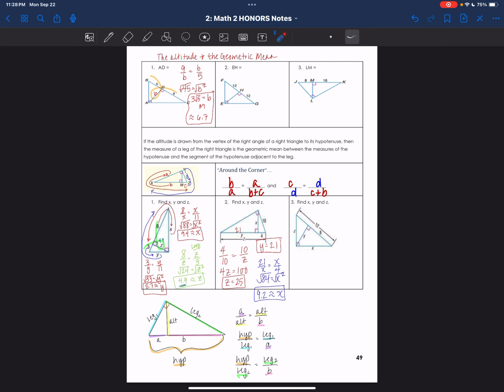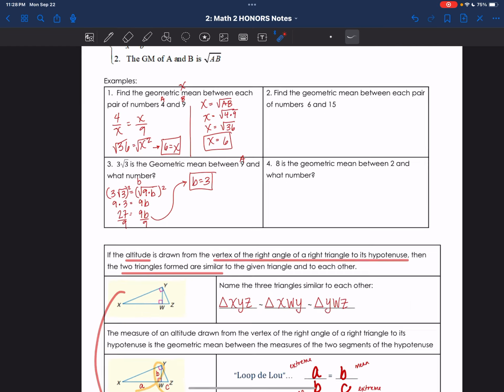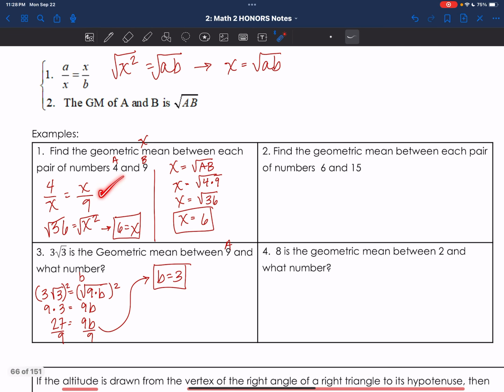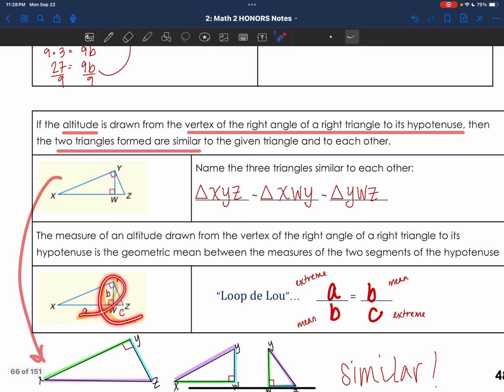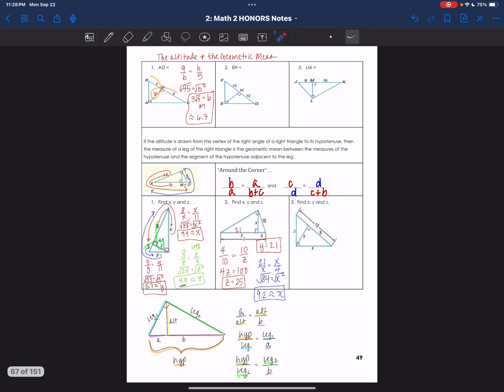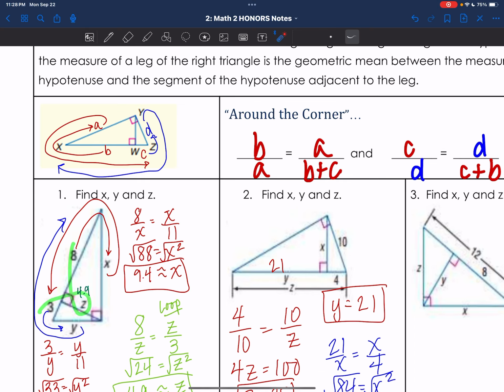So just remember different ways to find geometric mean. You could do a proportion, or you just know the geometric mean is the square root of a times b. Then once you get that, you can use it to find the altitude. And once you've got the altitude for the loop-de-loo, then you can start going around the corner and then back around for the total.